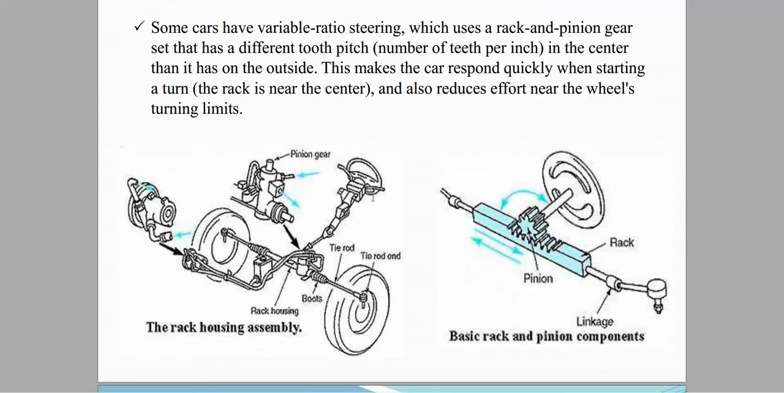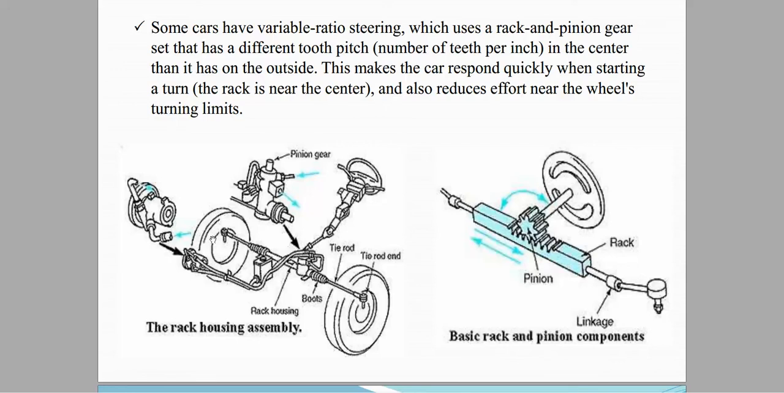Some cars have variable ratio steering, which uses a rack and pinion gear set that has a different tooth pitch in the center than it has on the outside. It makes the car respond quickly when starting a turn and also reduces effort near the wheel's turning limit.